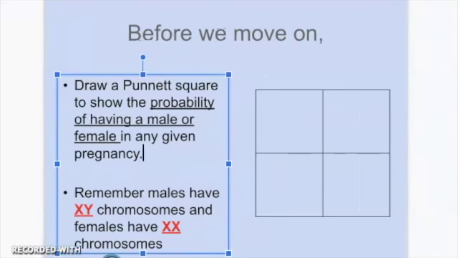Okay, so in our last video, I outlined for us in a Punnett square the probability of having a male or a female in any given pregnancy. And it was 50-50%. So our top two boxes in the Punnett square showed two females with two X chromosomes, and the bottom two showed two males with an X and a Y chromosome.